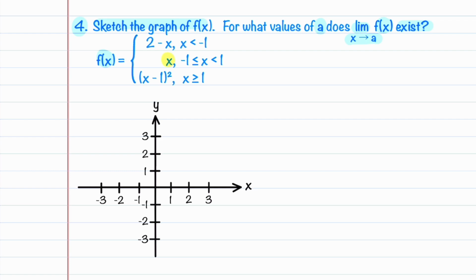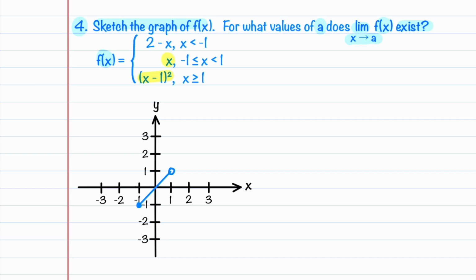So let's graph that part first. Our function is equal to x, which is just a straight line through the origin, and it goes from -1 to 1, and it's defined at -1, but not defined at 1. So our graph is going to look like this, and we're going to have a closed circle at -1 and an open circle at +1. Now let's graph this piece.